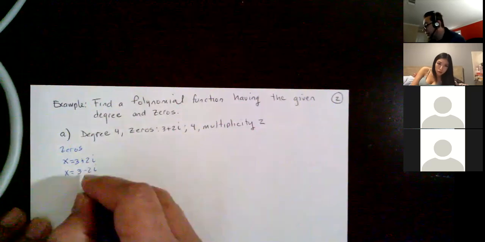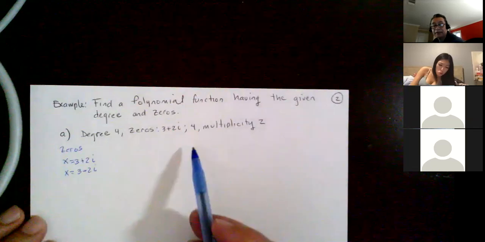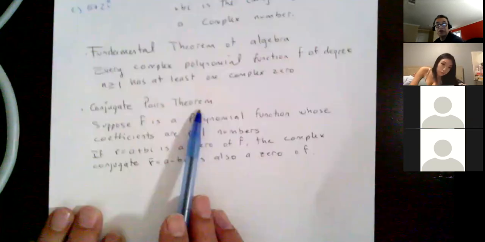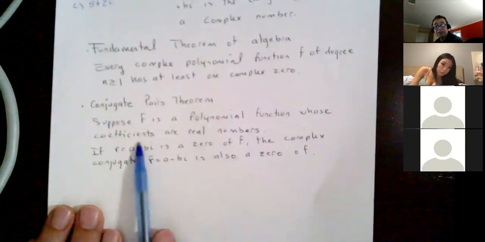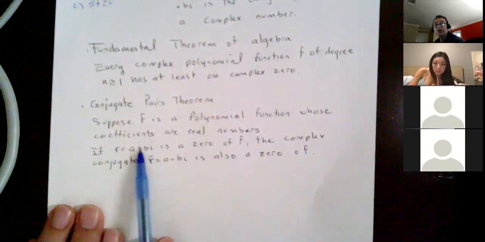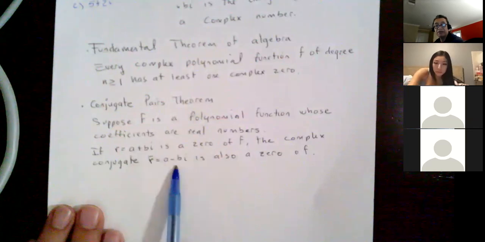But notice, how did you get the minus? Because of the conjugate pair theorem that we covered. It says that if you have a complex zero, you also have the conjugate of that. So the conjugate will be negative. Every time a complex zero is given to you, you already know that you also have the conjugate.